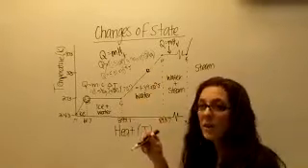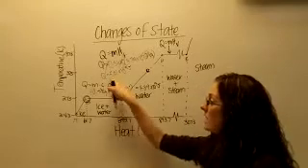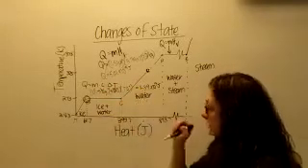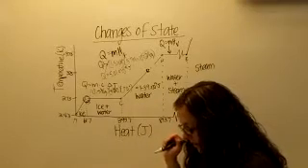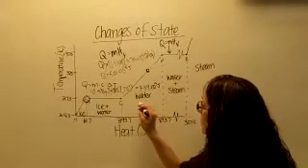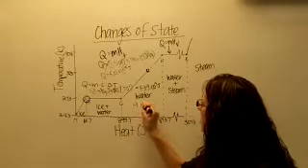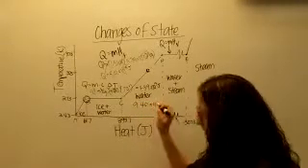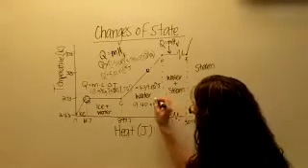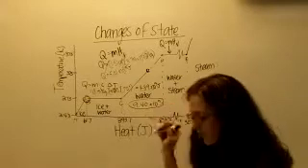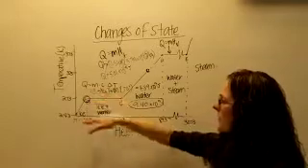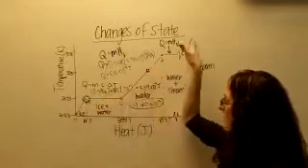So how do I find the total amount of heat needed? I would need to add my 5.01 times 10 to the 5th plus my 4.39 times 10 to the 5th, and you should get 9.40 times 10 to the 5th joules. That would be my total heat needed, to go from a solid to a liquid.